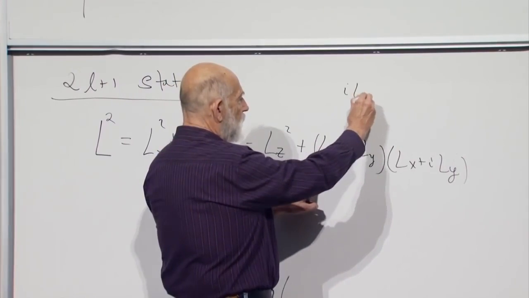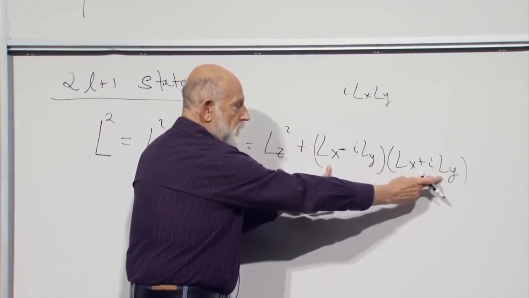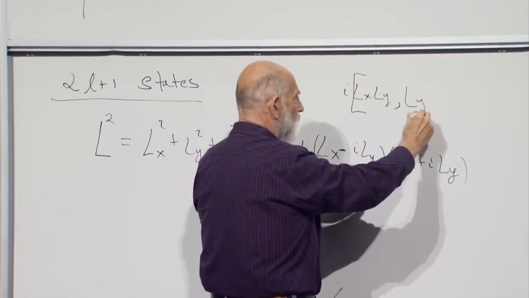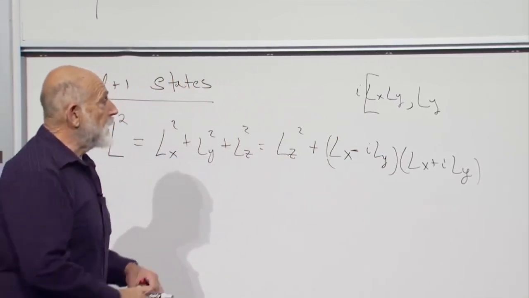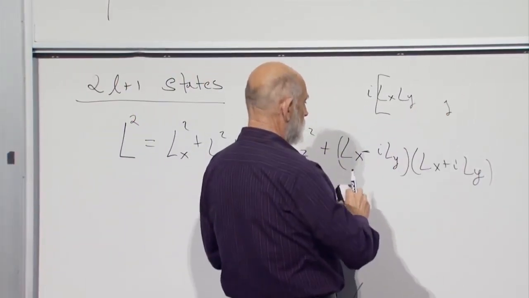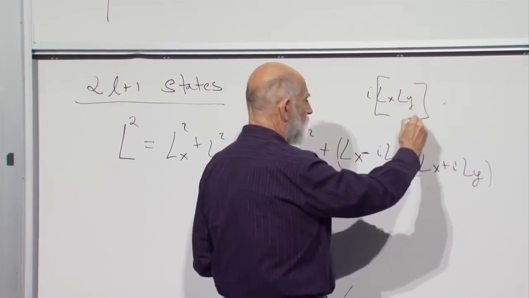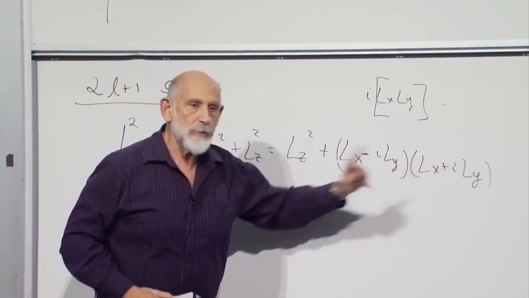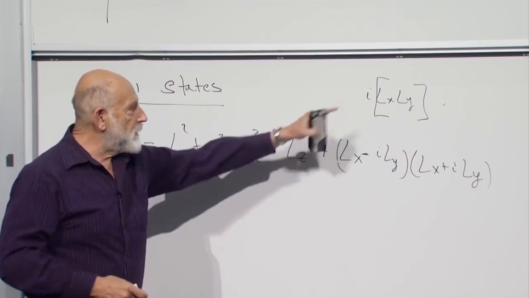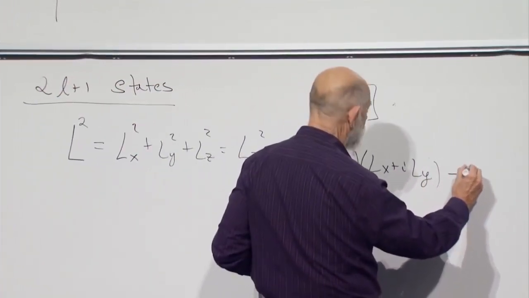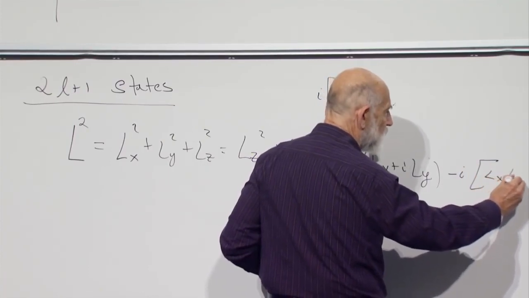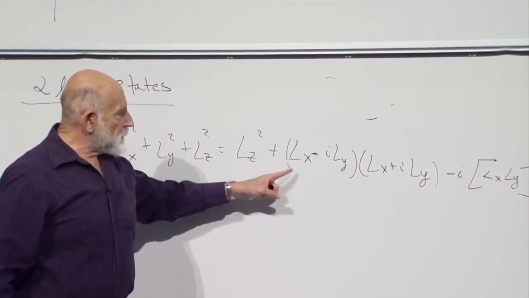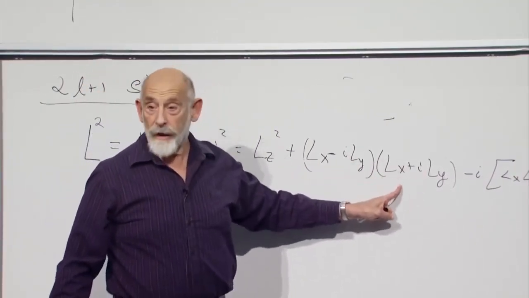The extra term is I, Lx, Ly, that's this product, and then minus I, Ly, Lx. So it has the commutator of Lx and Ly in it. In other words, we've overshot by writing Lx minus ILy times Lx plus ILy. We have to subtract this, minus I commutator Lx, Ly. That's just the extra piece that's there because Lx times Ly is not equal to Ly times Lx.